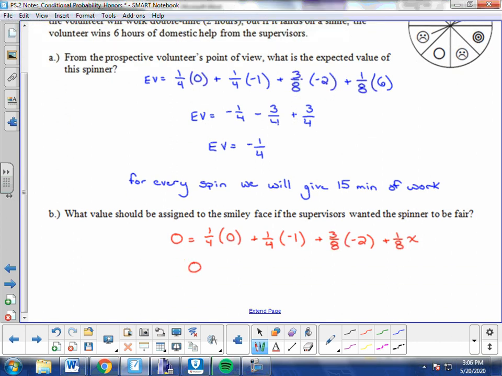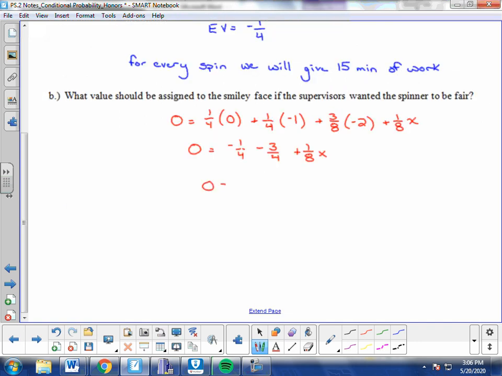So if I simplify this, this would be 0 equals -1/4 and -3/4 plus 1/8 x. If I simplify again, 0 equals -1 plus 1/8 x. Now I can solve for x, so add 1 to both sides, then multiply by 8 to both sides. So x equals 8. So for this to be fair, the smiley face could be worth 8 hours of help.